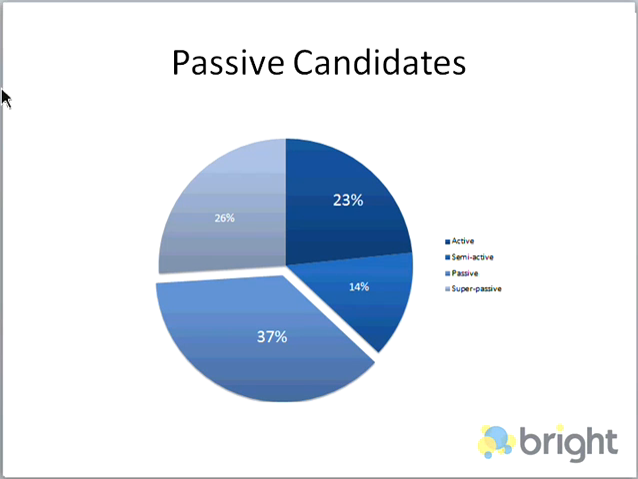So the benefit to a passive candidate is obviously that they're not looking for a new opportunity right now, and they probably won't be interviewing with anybody else. So your competition for their attention will be very low. And with 37% of the workforce not looking for a new job, but willing to discuss a new opportunity, proactive sourcing is going to be your best bet for finding this group.